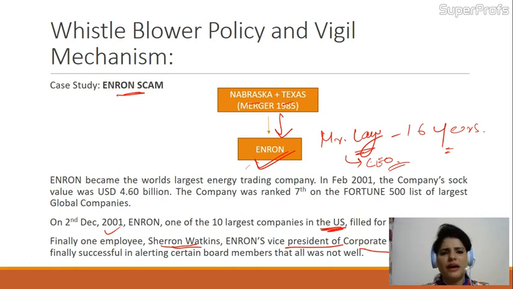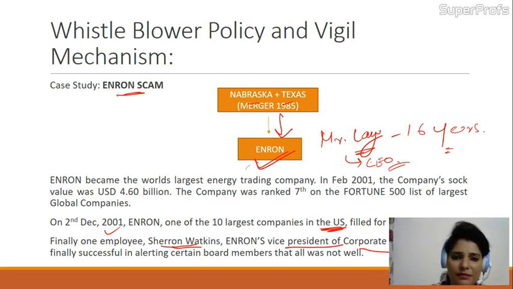You can just think, Enron, such a big organization. When something bad happens to an organization, it doesn't only affect the shareholders of the company, it doesn't only affect the directors of the company, it affects society as a whole. It affects the employees, the creditors, the debtors of the company, it affects the government, and even the image of the country is affected.